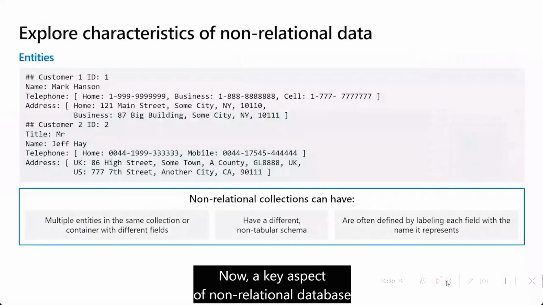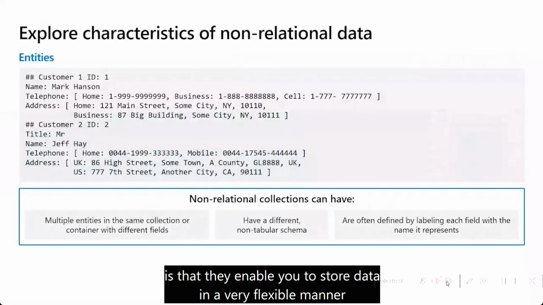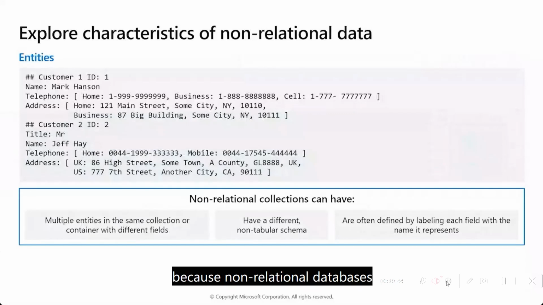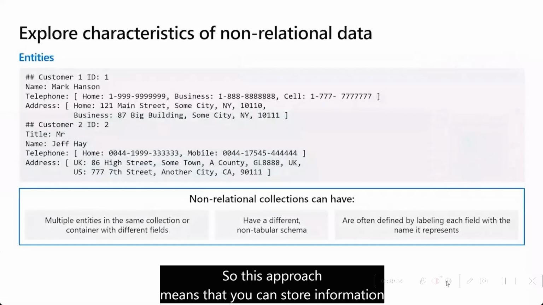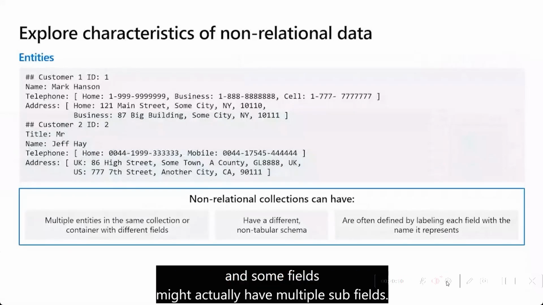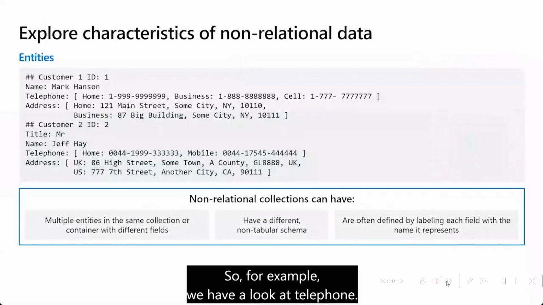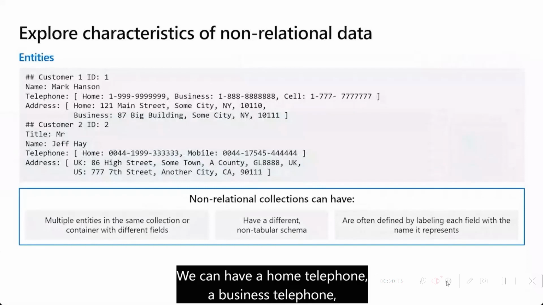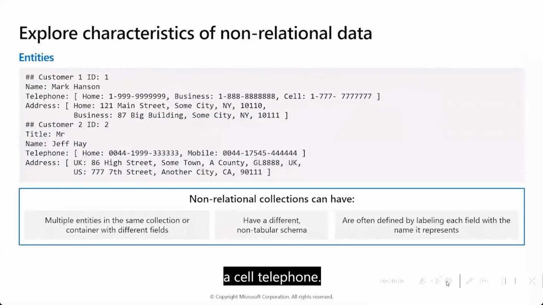Now, a key aspect of non-relational databases is that they enable you to store data in a very flexible manner, because non-relational databases don't impose a schema on the data. Instead, they focus on the data itself rather than how to structure it. This approach means that you can store information in a more natural format that might mirror the way that your applications query, consume, and use it. So if we take a look at this example here, the fields are prefixed with the name, and some fields might actually have multiple subfields. For example, if we have a look at telephone, we can have a home telephone, a business telephone, a cell telephone.